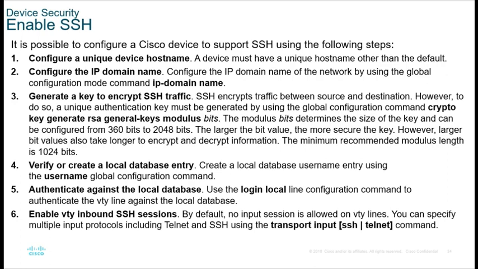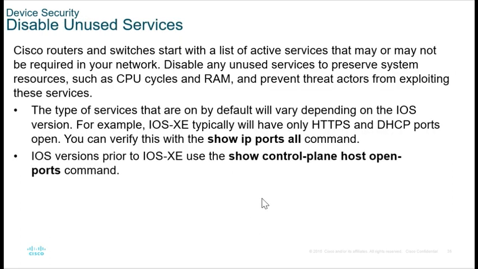Earlier there was a security step where we disable unused services. For Cisco, we can use the show ip ports all command to view which services are turned on on these devices. For newer IOS versions, you can also use show control-plane host open-ports. Basically these two commands are to see which ports are open, and we determine whether we actually use those services or not. Okay, so that's the first part of network security fundamentals.